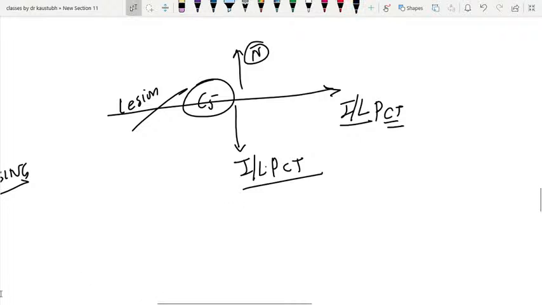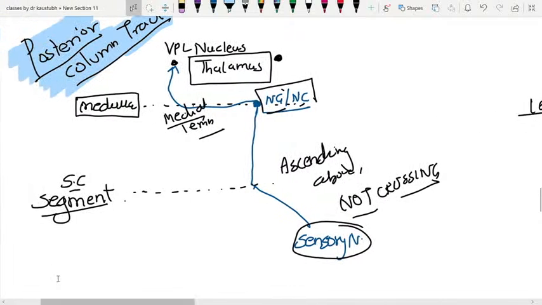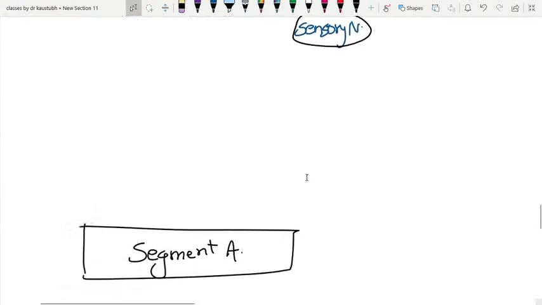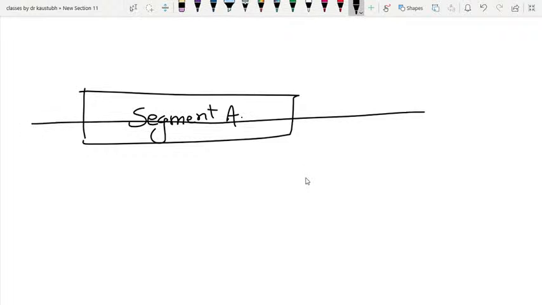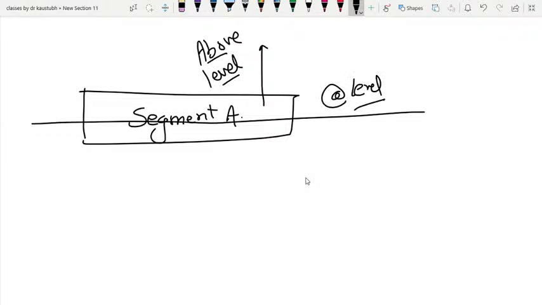Simple. Okay. So just to summarize this very quickly, I have a simple diagram just to check what you have understood. Say suppose I have a segment A. What would happen if there is a lesion at this segment? What should be the status above the level? What should be the status at the level? What should be the status below the level?